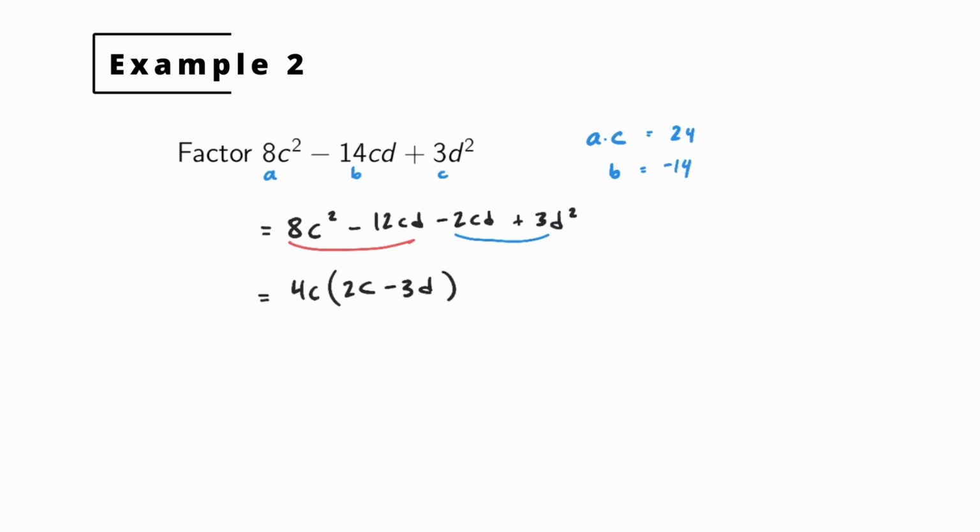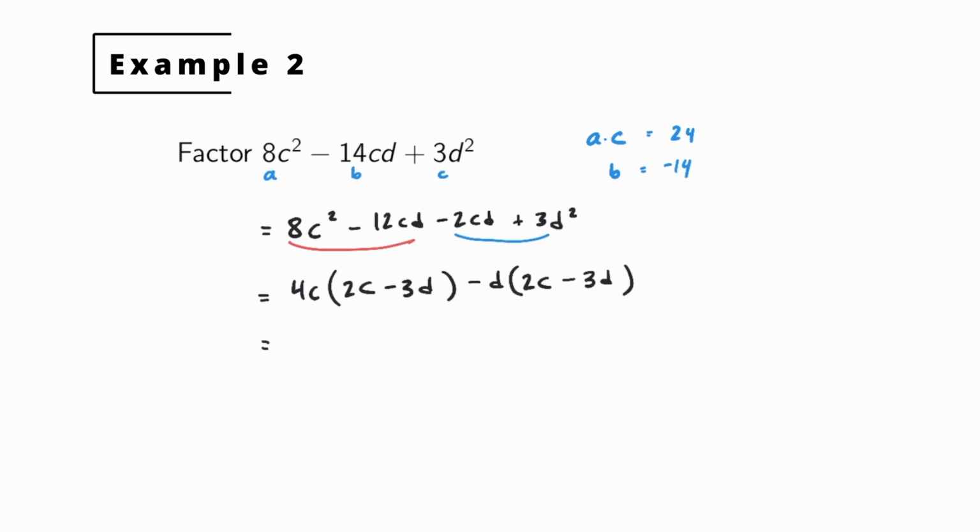Now, from the second two terms, the GCF is going to be simply D. So I'm actually going to factor out negative D here so that the terms match up. Factor out negative D, and then what you'll have left over will be positive 2C, and you will have minus 3D. Okay, and now we have two terms.